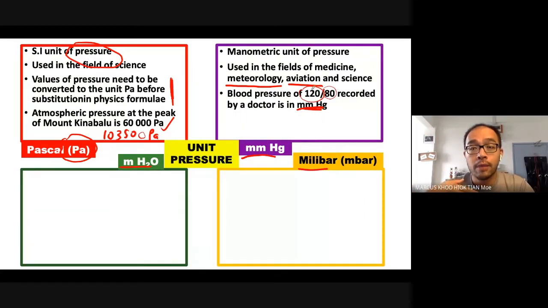I think you already know. I'm not sure whether you already know what 120 refers to, and what 80 refers to. Do you know? Okay, never mind. Try and check it out.